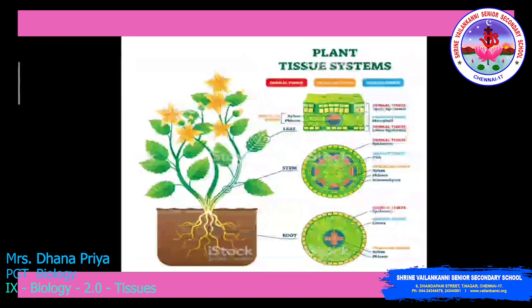So here you can see the plant tissue system. In this video we are going to discuss briefly about plant tissue. Here we can study the part of a leaf, part of a stem and part of a root, and what tissues are present in it. It is of three types: dermal tissue, vascular tissue and ground tissue. Xylem and phloem are considered to be vascular tissues. Dermal tissue will be like the upper epidermis and lower epidermis, right? So these are examples for the plant tissue system.